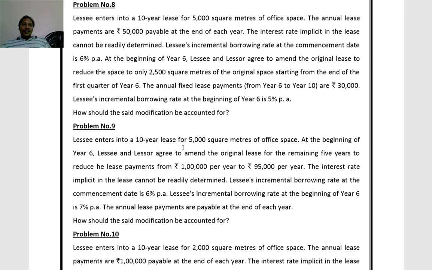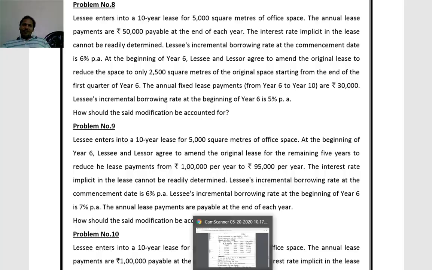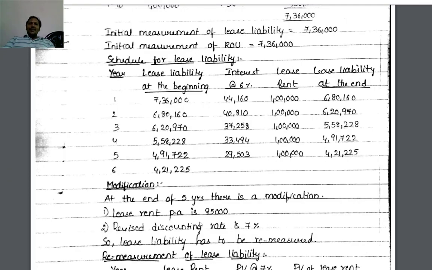Then, at the beginning of year 6, lessee and lessor agree to amend the original lease for the remaining 5 years to reduce the lease payment from 1 lakh per year to 95,000 per year. So this is definitely a modification. It can be considered as other modification. That is, at the end of 5th year or beginning of 6th year, modification has happened. Now the revised lease rent is 95,000 per annum. Revised discounting rate is 7%.